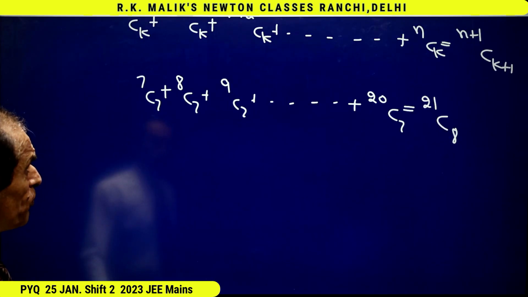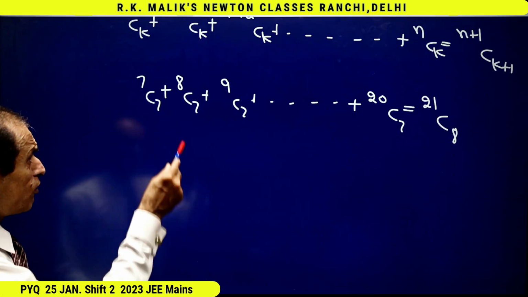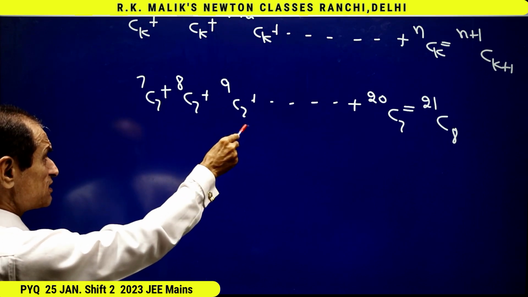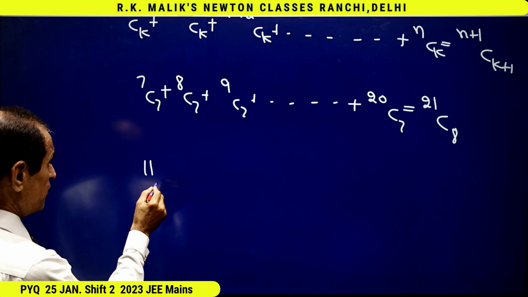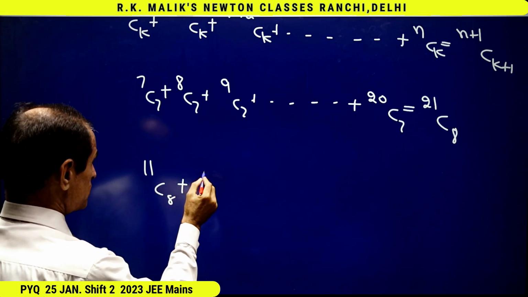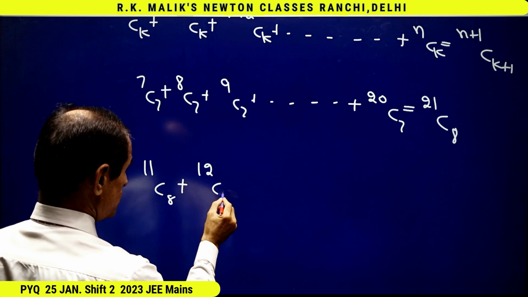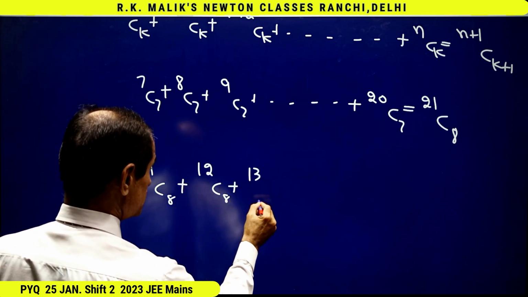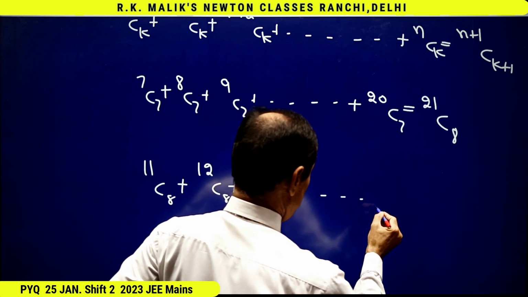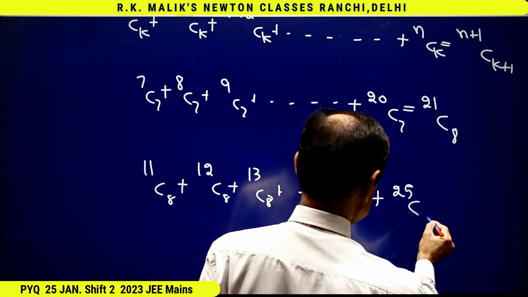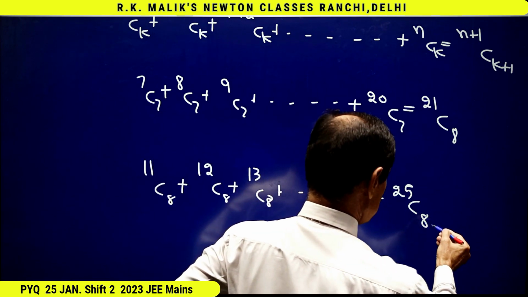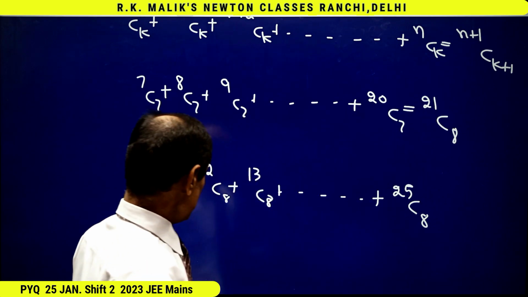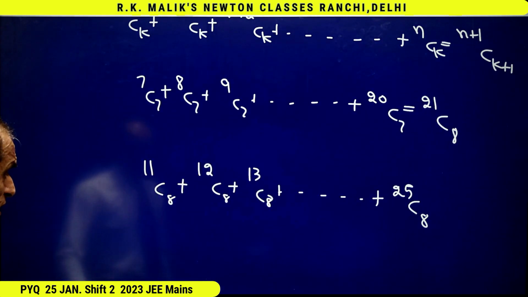21C8. And one more point to be noted is, for this formula to be applicable, if base is 7, the starting point should be 7C7. But suppose the question is of this type: 11C8 plus 12C8 plus 13C8, say up to 25C8. You can't directly write the answer as 26C9 because the starting point is not 8C8.